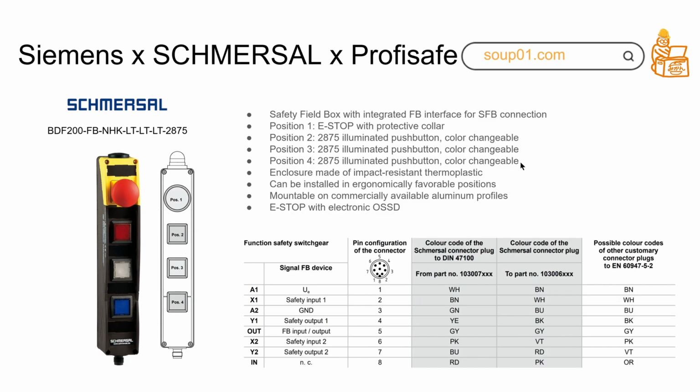Okay, here is also a very interesting module I would like to introduce this time. It's a BDF200, SFB-PN-IRT-8M12-IOP from Schmersal. It's a safety filter box with integrated FB interface for FB connections. So it means you can directly connect this smart box to X4 to X7 without any special wiring.